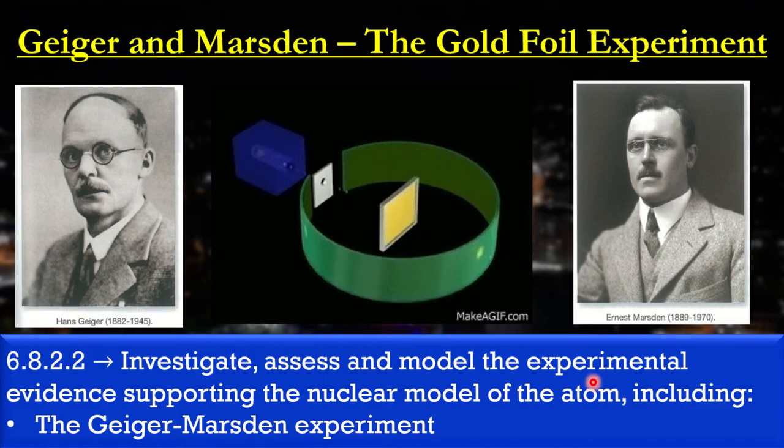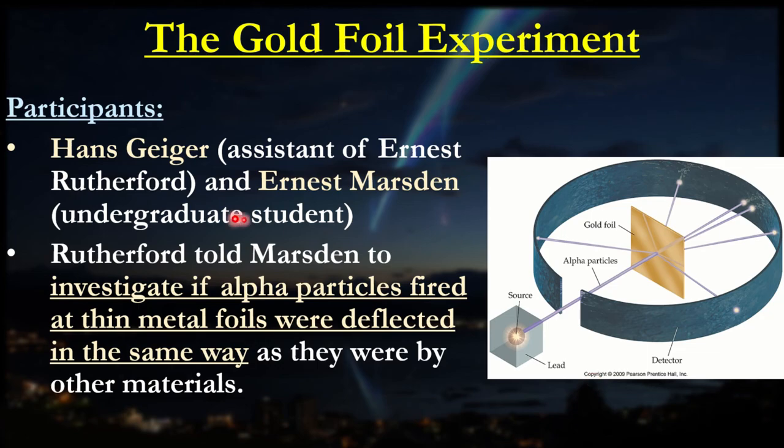The first two people I'm going to talk about today are Geiger and Marsden, and they're well known for the gold foil experiment. You might have heard of this in Year 9 as the Rutherford gold foil experiment. It was actually conducted by his PhD student and lab partner. Hans Geiger is also known as the inventor of the Geiger counter, which measures the amount of radioactivity or radioactive decay. We also have Ernest Marsden, who was an undergrad student of Ernest Rutherford.